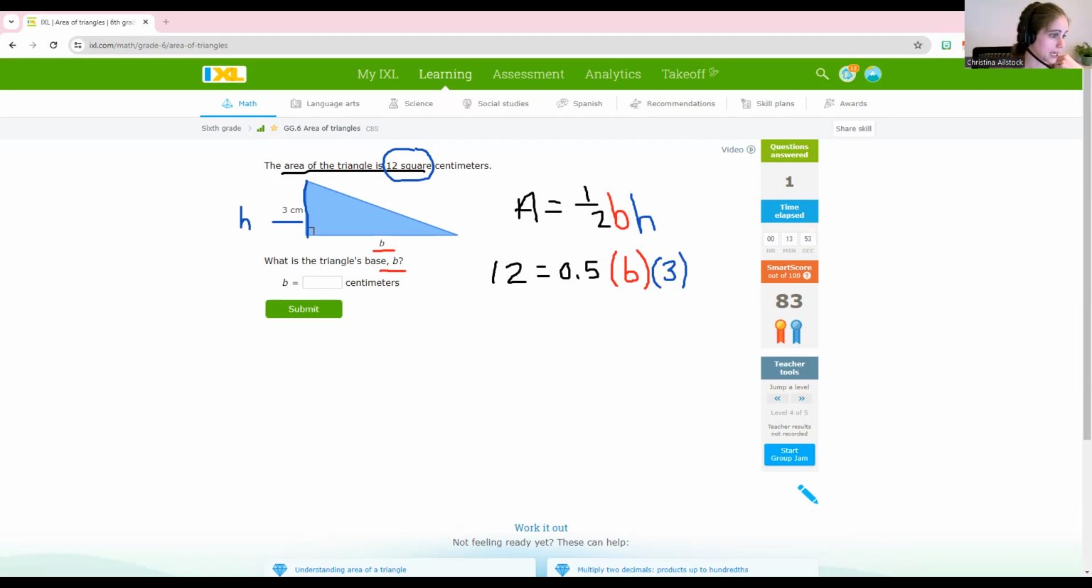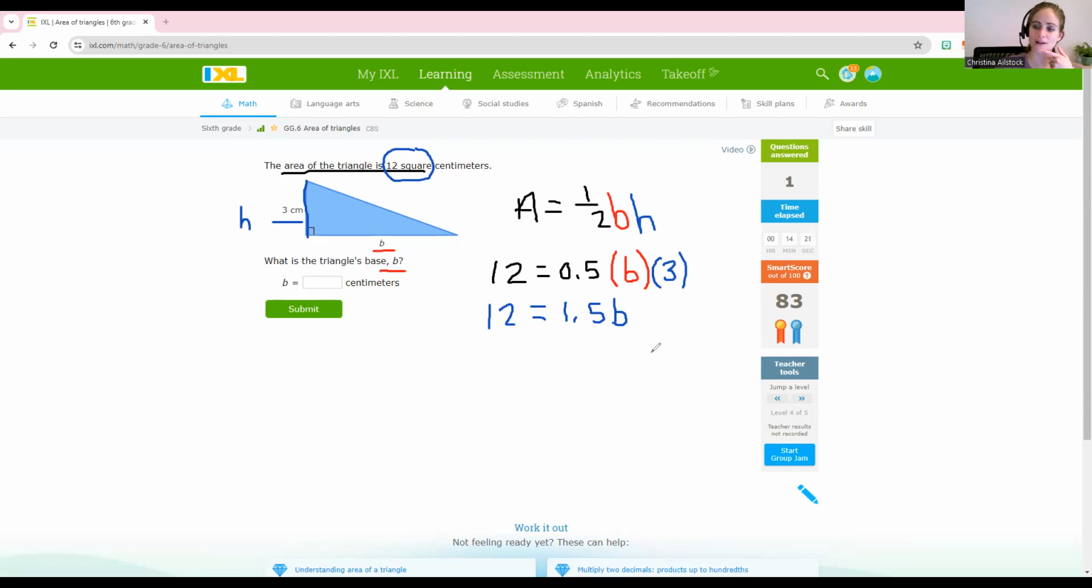Let's multiply our 1/2, or our 0 and 5/10, by our 3. So 12 is equal to, what would be half of 3? What would be 0 and 5/10 times 3? That would be 1 and 5/10, 1.5. And then we still have our B.